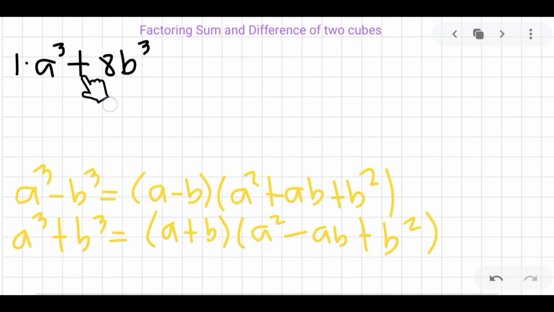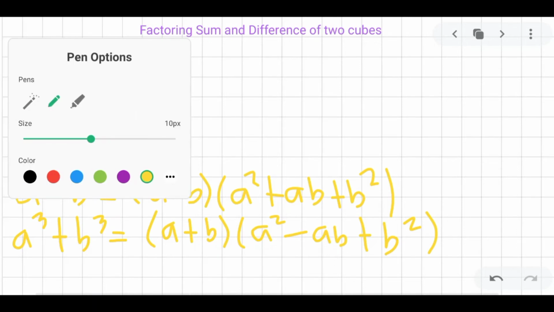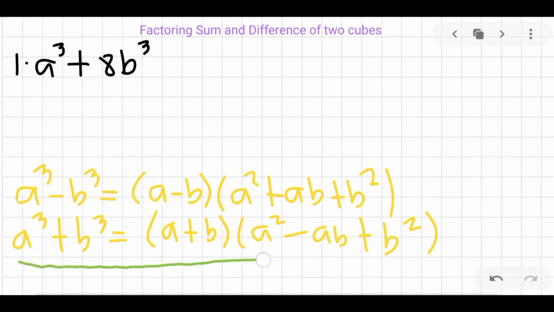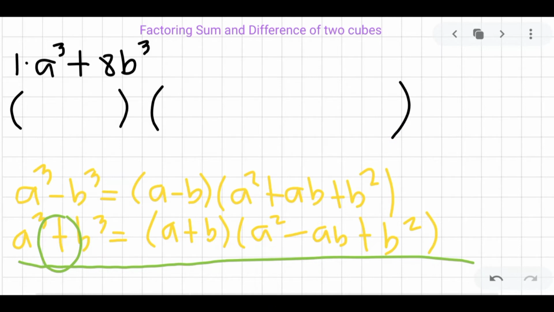Since it is positive, the form we choose is this one to look at. Because it is positive. But if it is negative, this is the one we look at. Okay? So, let's solve it. Now, let's divide the exponent. 3 divided by 3, the answer is a. Copy the sign, plus.